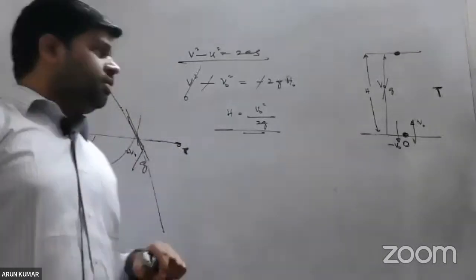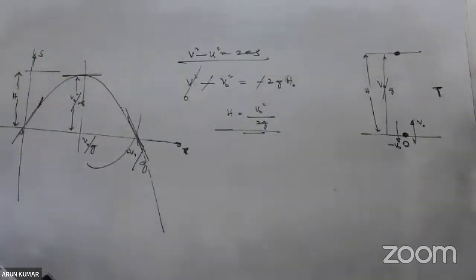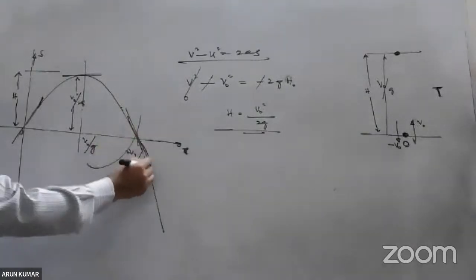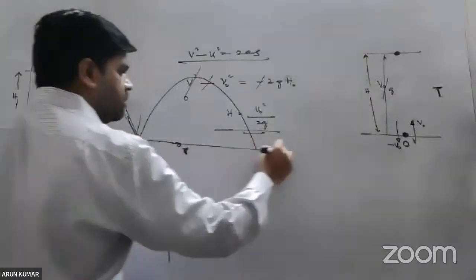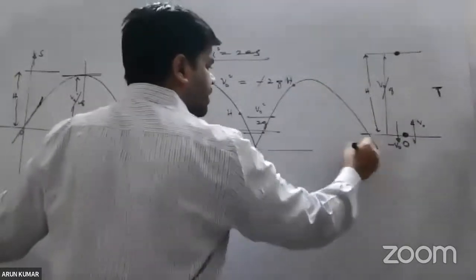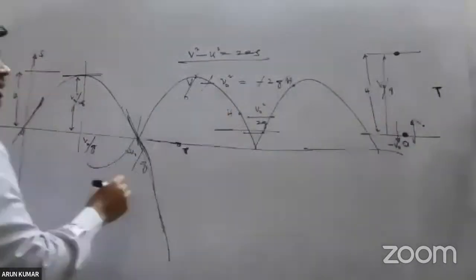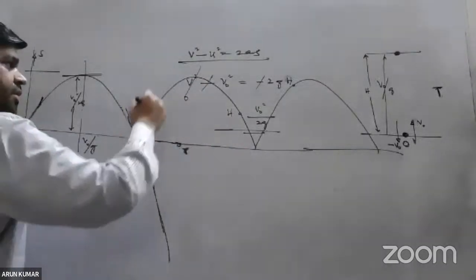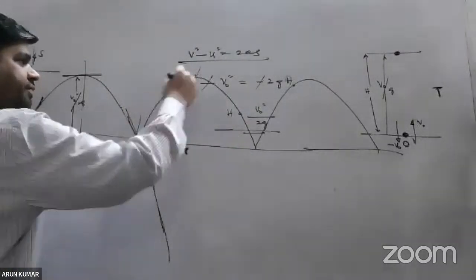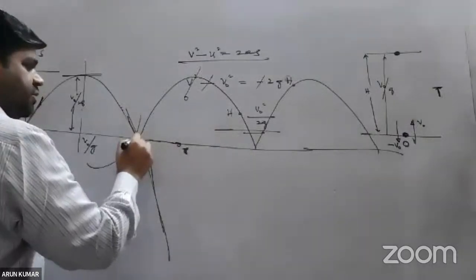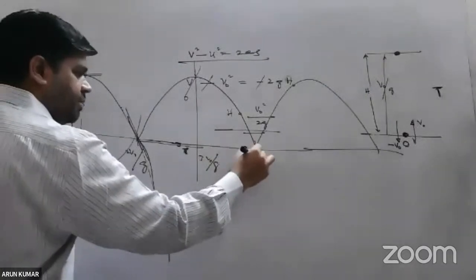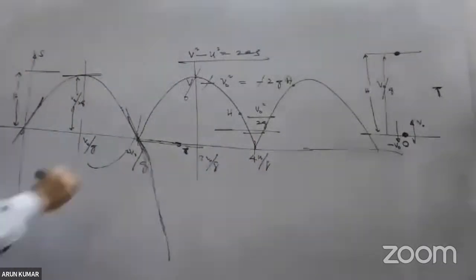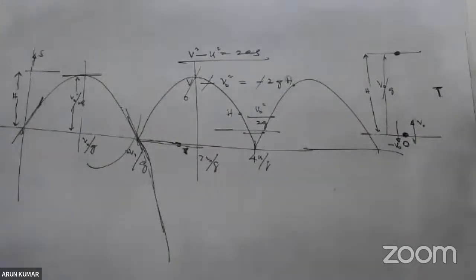Now, look at the students. After the first bounce, what happens? The graph is not going like this. After the first bounce, the graph is like this. Second bounce, it's like this. Third bounce, so on. Now I have to write the equation of this curve. How do I write this equation of this curve? If this is 2v naught by g, this is 3v naught by g, this is 4v naught by g. How do I write the equation of this curve? Second curve, after first bounce.